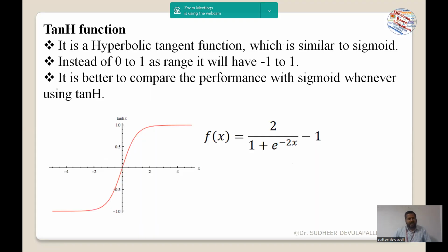And next, we also have the tanh activation function, which we can also call the hyperbolic tangent function. It is similar to the sigmoid function, but the range is -1 to +1. So the output values you will get range from -1 to +1. It is better to compare the performance when using sigmoid and when using tanh. You need not simply say that tanh will give you the better result. For some problems sigmoid will give the better result, and for some problems tanh will give the better result, because the tanh range is wider than the sigmoid range.